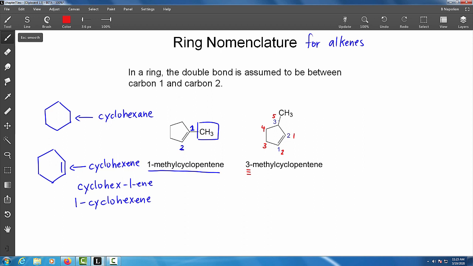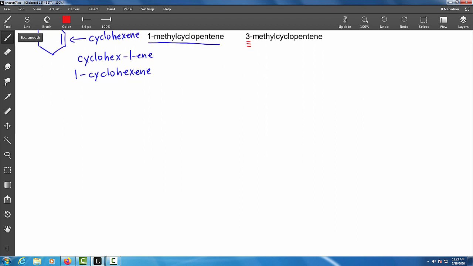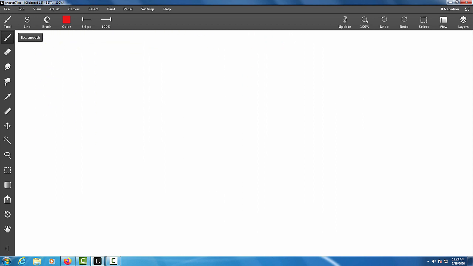Now, in addition to rings, we have a situation where we have more in a straight chain.